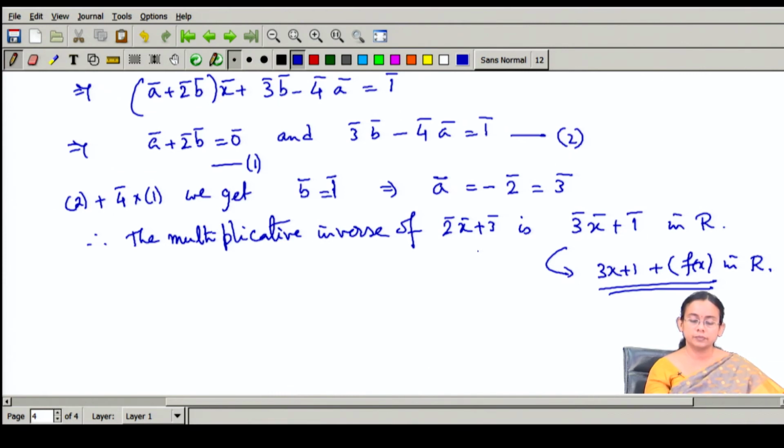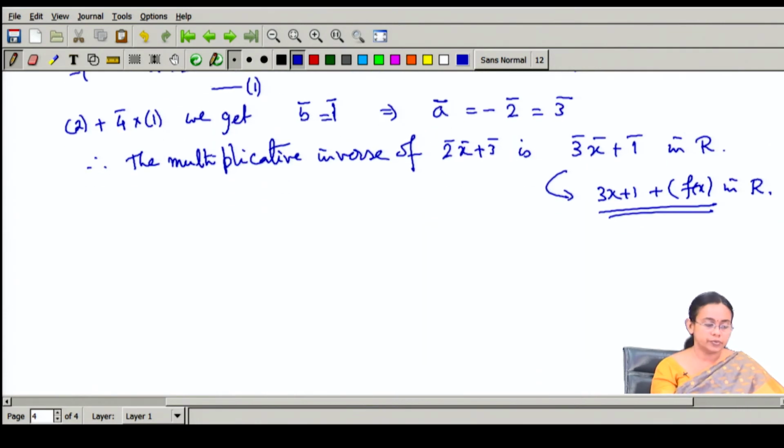Now, this shows how to find the multiplicative inverse in the quotient ring of an element when it is a field. So, now let us see some more problems. So, next is exercise 3.